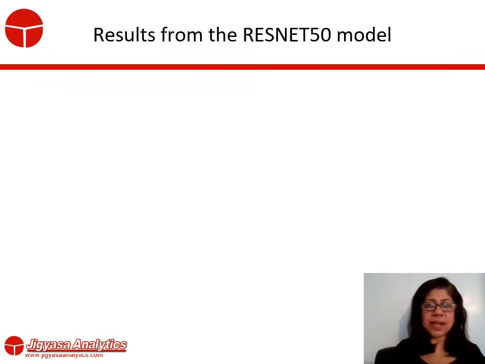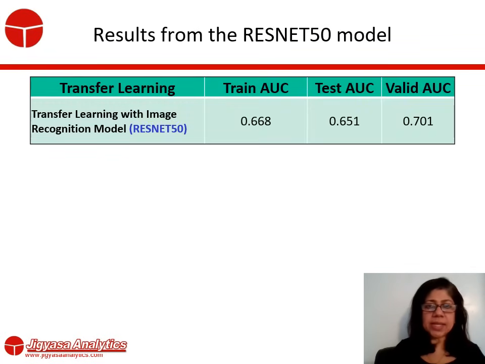This slide shows the results of the last layer fine-tuning of the ResNet model. And as we can see, even with this limited data, the performance of this image model is not too bad. The train AUC is 0.668, the test AUC is 0.651, and the validation AUC is 0.701.